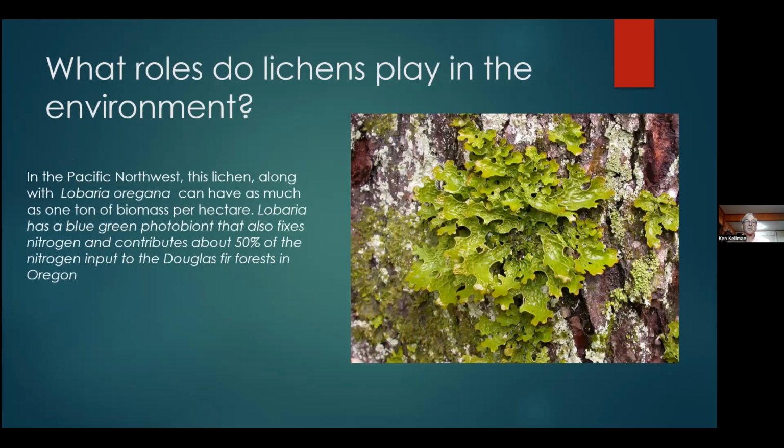Another important role, and this is particularly important in the Pacific Northwest, is nitrogen fixation. Remember, we talked about the cyanobiont being able to fix nitrogen so that plants can use it. This lichen, which is called Lobaria, is extremely common in the Pacific Northwest. It can have about as much as 1 ton of biomass per hectare. And since it has a blue-green photobiont, it fixes nitrogen and contributes 50% of the nitrogen needed in the Douglas fir forests in Oregon.